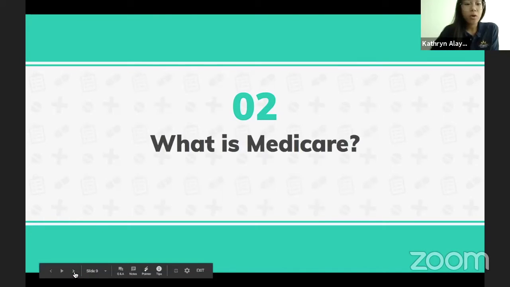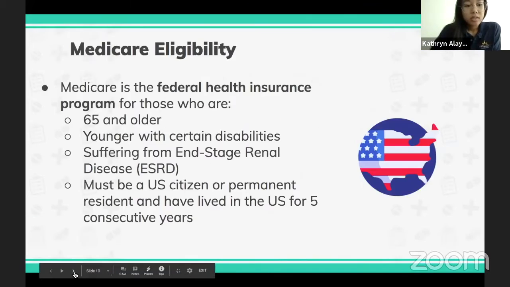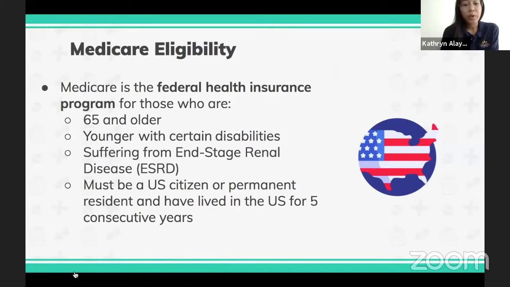Alrighty, so now I'll go over Medicare. So Medicare works just like regular health insurance. However, you do need to pay premiums, deductibles, and copays. Medicare is a federal health insurance program for people over 65, younger people with disabilities, people with end-stage renal disease, and you must be a U.S. citizen or permanent resident who has lived in the U.S. for 5 consecutive years.